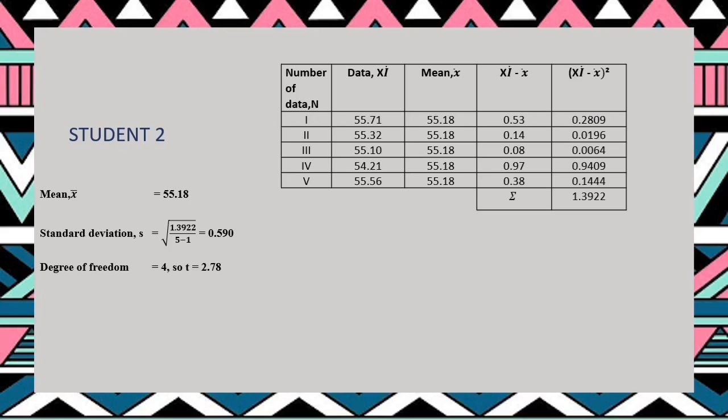Next, we need to find the degree of freedom. The degree of freedom is the same, also 4, because the data is also 5. So 5 minus 1 is 4, and t is 2.78. Lastly, we need to find the confidence limit, which is mean plus or minus t multiplied by s and divided by the square root of n. So the answer is 55.18 plus or minus 0.734.